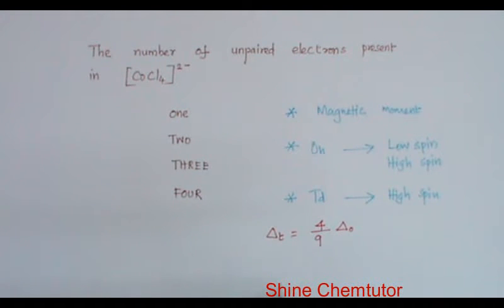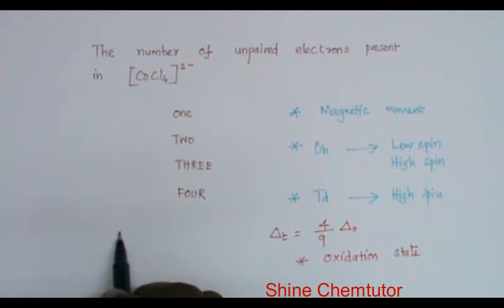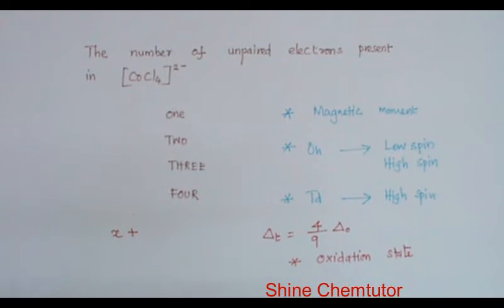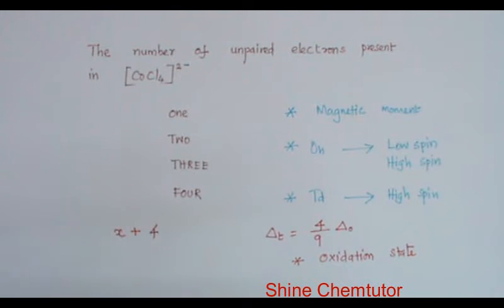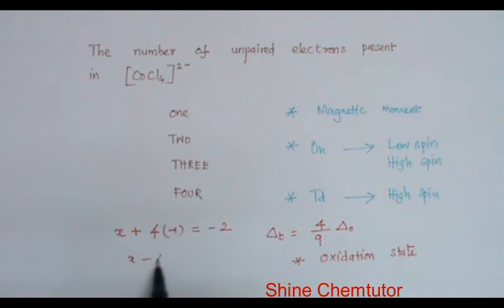In order to solve this, you should also know how to find the oxidation state. Here, say cobalt, you have to find out. We have 4 Cl-, each contributes -1. The charge on the complex is -2. So what I get is x minus 4 is equal to -2, x is equal to +2. So the oxidation state of cobalt is +2.